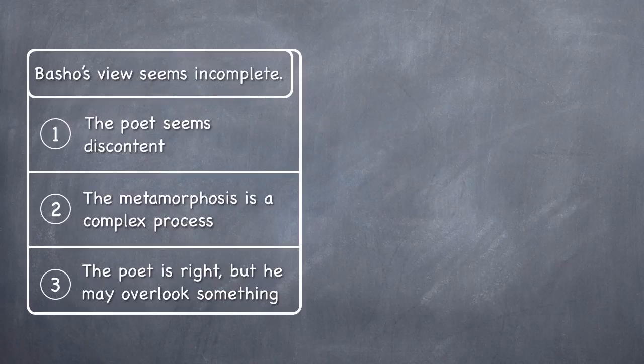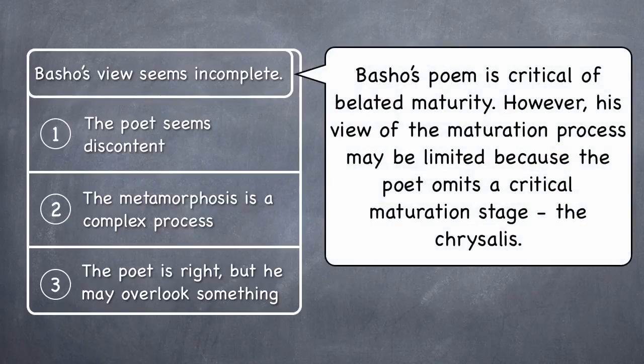Now, it's only my opinion, but it's a well-informed opinion because it came out of me thinking about it in the way that I just described. And if I would write a thesis statement, it would sound something like this. Basho's poem is critical of belated maturity. That's right, he doesn't like it that the caterpillar is not a butterfly yet. So it's a stab at somebody who is immature. That's pretty much what he wants to say.